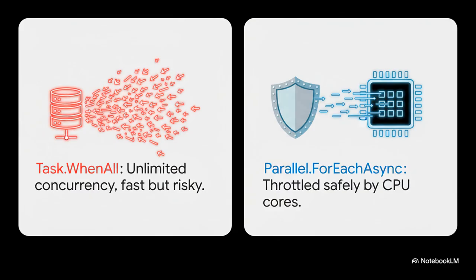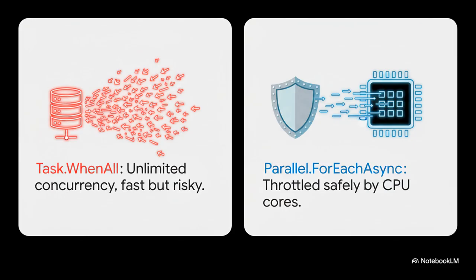Task.WhenAll fires off all 5,000 network requests at virtually the exact same time. It's like a fire hose of unlimited concurrency. So yeah, it's incredibly fast for I/O operations, but it's also risky. As the Stack Overflow community pointed out, if you launch 5,000 simultaneous requests, you might just trigger anti-DoS security limits on the remote server and get yourself blocked entirely.